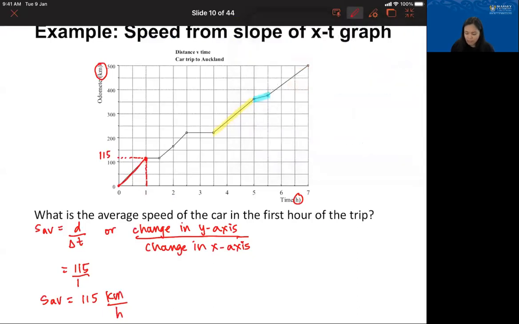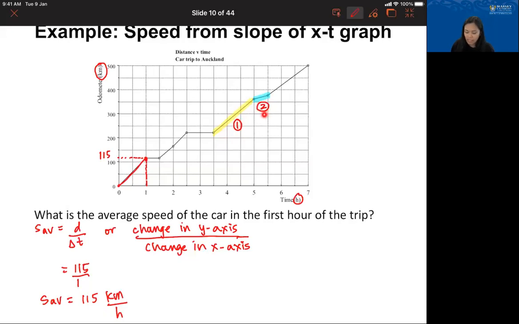So let's say this is motion 1 and motion 2. In which part of the journey, is it in part 1 or in part 2, were you moving faster? Meaning, in which part do you have a faster average speed? Yeah, good. Very good. That's correct. So in part 1, we can say that you're moving faster compared to part 2.